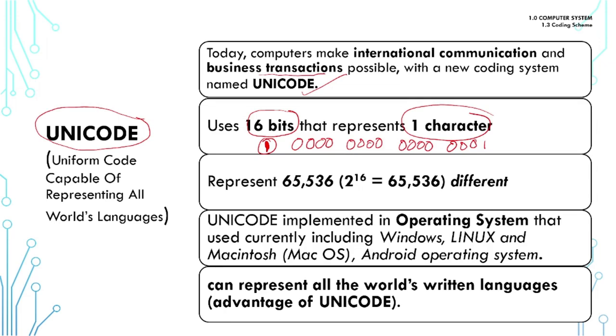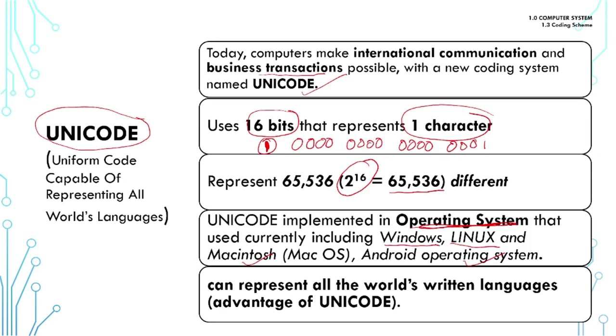Okay, jadi how many possible different character can be represented? So dia akan jadi 2 power of 16. So possible is 65,536 different character. So biasanya penggunaan Unicode ini dia implemented in operating system. Okay, untuk operating system sahaja, and used currently including for Windows, Linux, Macintosh, and then Android operating system.